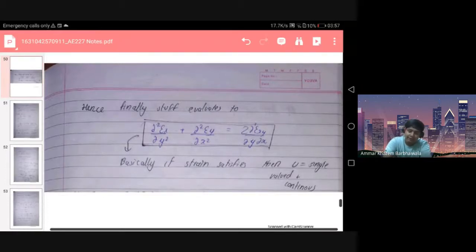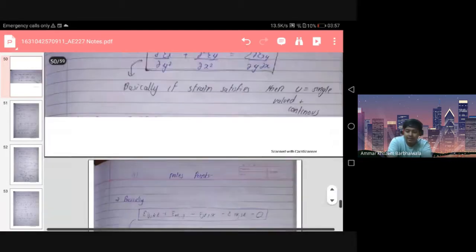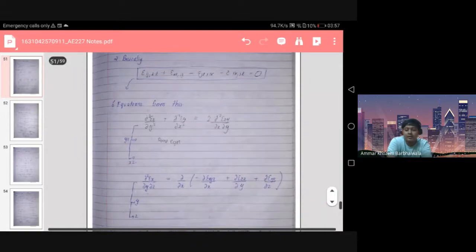If epsilon x, epsilon y and epsilon xy satisfy this relation, then the displacement vector field which we get from solving for them would be single valued. It would not be ambiguous or have more than one value. These are the conditions which the strain field has to satisfy if it originates from an actual displacement vector field. So these are the compatibility equations for strain. This was for 2D, and in general the above equation is valid for 3D as well.